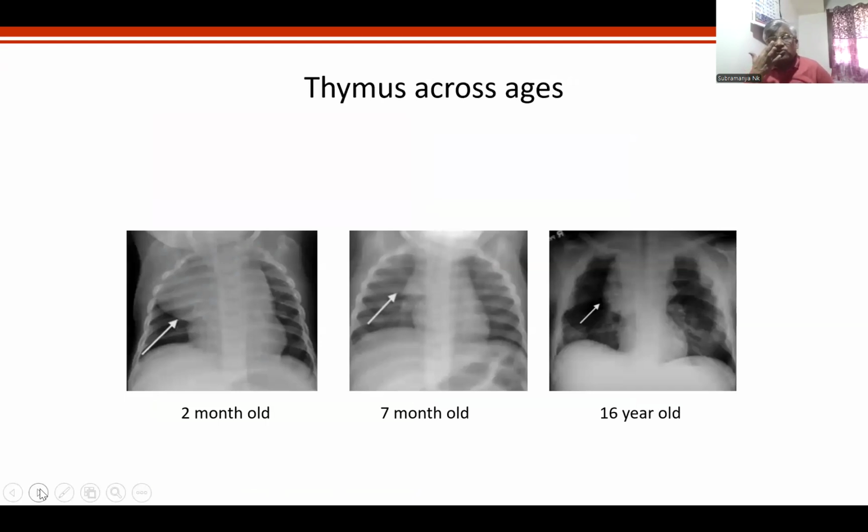Now I have talked to you about the thymus, and let me complete the thymus. This is the thymus across. Dr. Nagmani wants me to repeat the aortic arch.